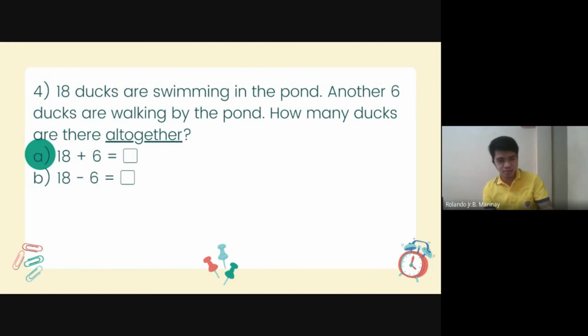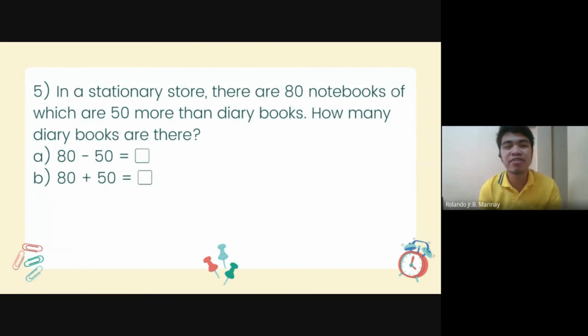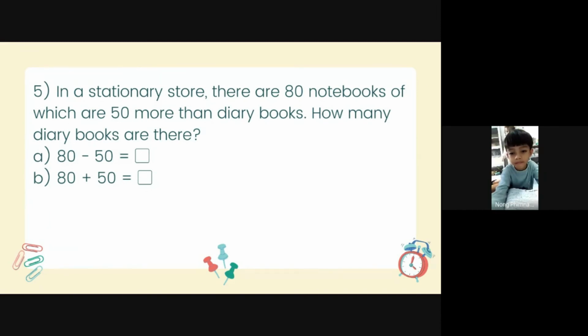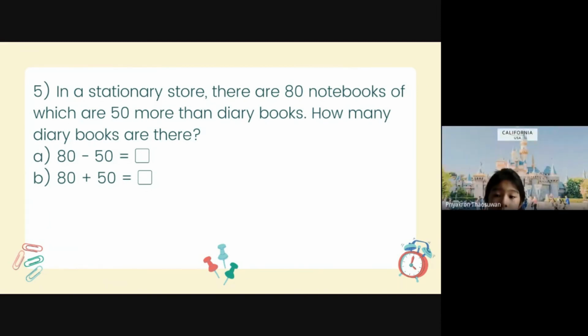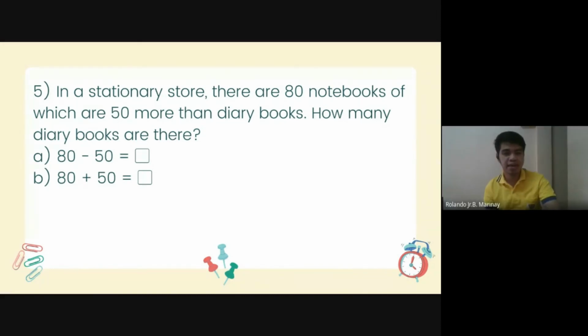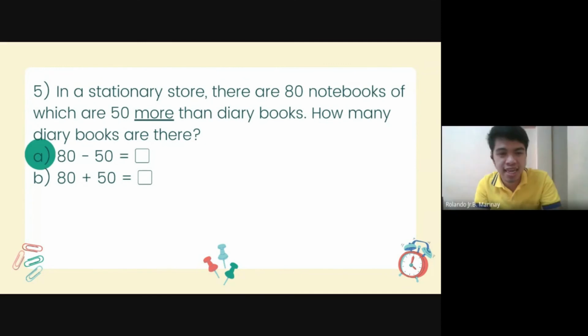Remember that word. So I think we're going to finish up to number 5. We're going to extend a little bit. Number 5. In a stationery store, there are 80 notebooks, which are 50 more than the diary books. How many diary books are there? Is it A or B? Just turn on your microphone if you want to answer. A. Nine said A. Somebody says A and somebody says B, but the answer here is letter A.